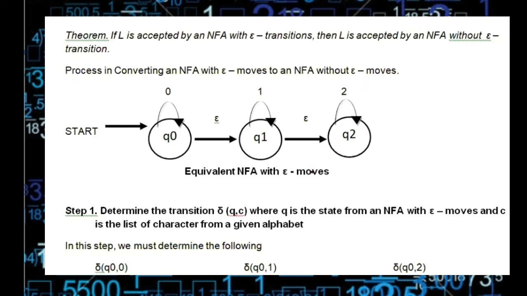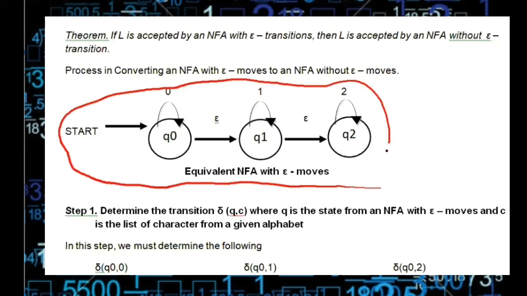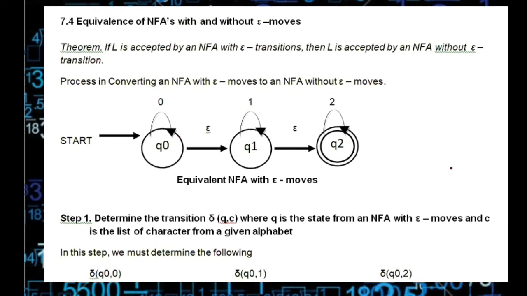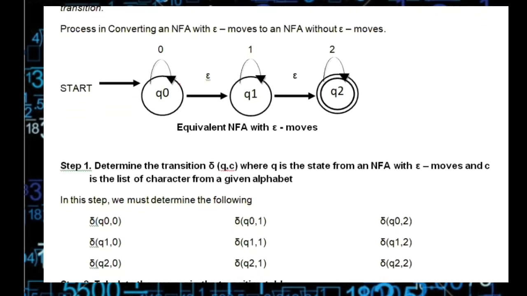Ito ang ating given example. Meron tayo dito nga NFA with E moves. Paano natin ito i-convert sa NFA without E moves? We need to follow the following steps. Okay, meron tayo ditong given na NFA with E moves. Our starting state is Q0 and our final state is Q2. So, how to determine the transition function from this NFA with E moves to NFA without E moves.